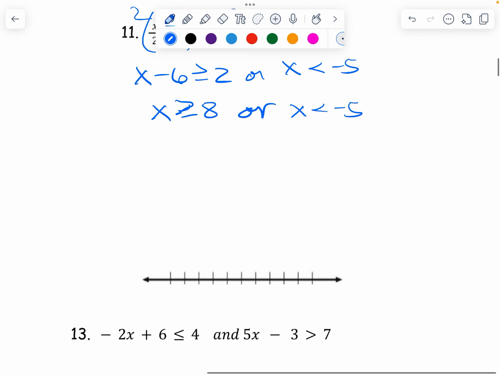Okay, so I think I need to go by 2's again. 2, 4, 6, 8, 10. Negative 2, negative 4, negative 6, negative 8, negative 10. So it's greater than or equal to 8, and it's less than negative 5.